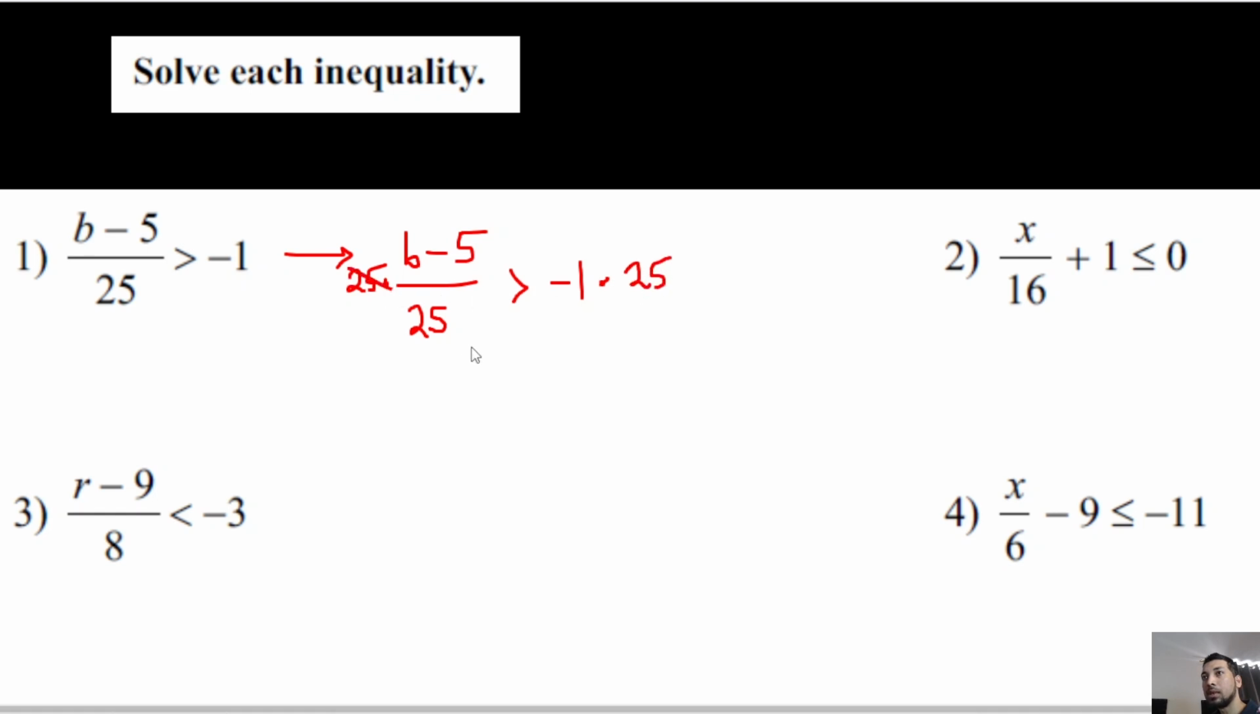Now we can cancel out this 25. We have b minus 5 greater than -1 times 25, that is -25. Now to get b isolated, I need to get rid of this 5. So add 5 on both sides.